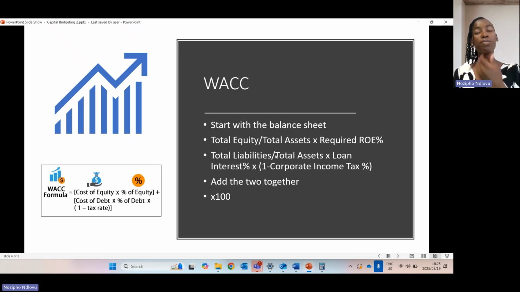So we'll start with where we get this information. You look at your balance sheet. Sometimes you will be given a balance sheet for you to extract the information. At times, we're just going to give you the values as they are, and you just need to know where to plug in the values. As I said, for the cost of equity you are usually going to be given a percentage, and you are going to be given a percentage that is associated with the debt.